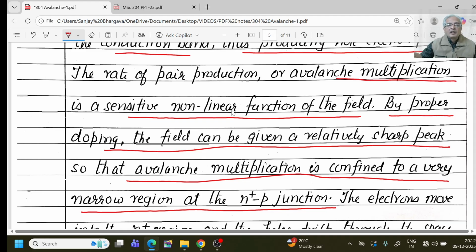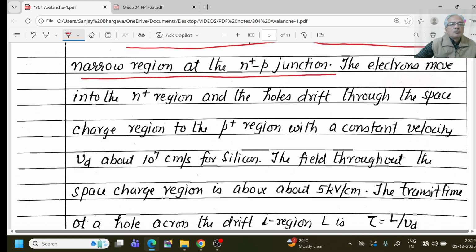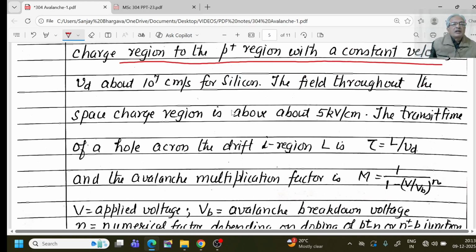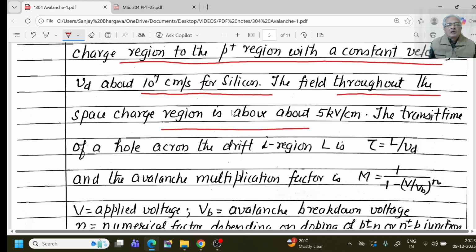We saw a sharp field at N plus P junction. And why is it given? So that avalanche multiplication is confined to a very small region near the junction. The electrons move into the N plus region and the holes drift through the space charge region to the P plus region with a constant velocity. From N plus to P plus region, the charge carriers are drifting with a uniform velocity. The velocity Vd is about 10 raised to power 7 centimeter per second for silicon. The field throughout the space charge region is about 5 kilovolt per centimeter.